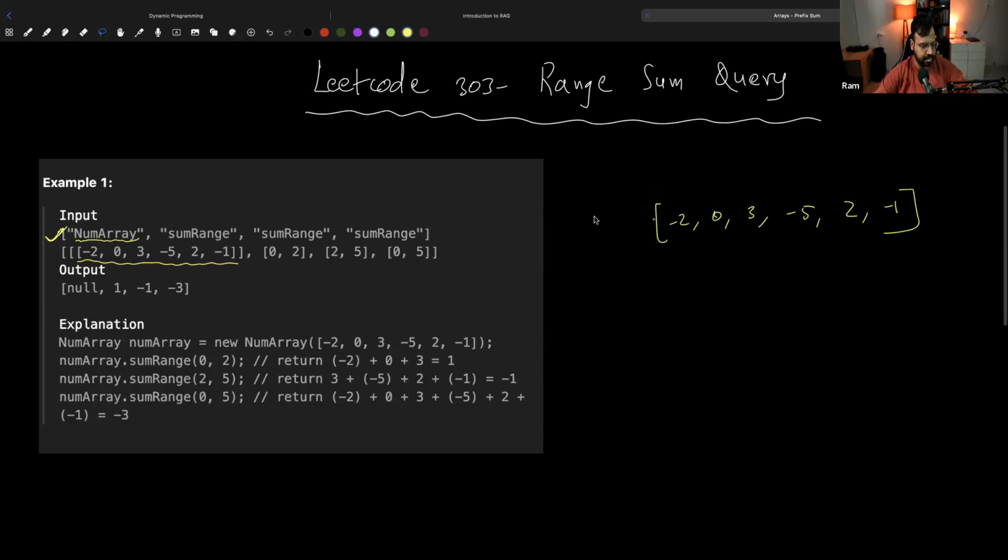Guys, if you don't understand at any point, stop me and ask. This is my nums. Then he's calling sum range, passing indices 0 and 2. So this is 0, this is 1, this is 2, this is 3, this is 4, and this is 5. 0, 1, and 2 means this 0, 1, and 2. This area we need to find the sum.